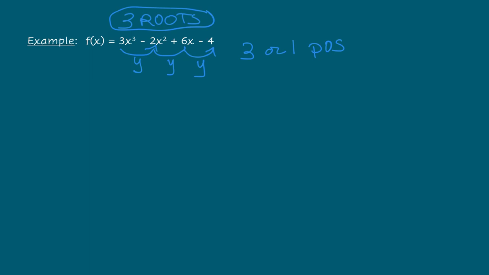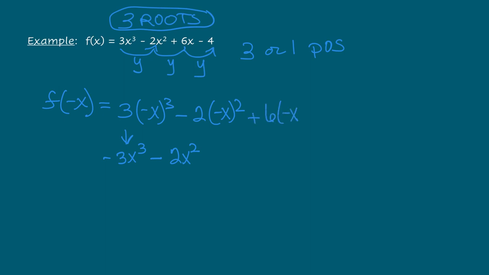For the negatives, let's do f of negative x. So I have 3 times negative x cubed. So that's going to become negative 3x cubed minus 2 times negative x squared. So that's going to become a positive, so it's going to be negative 2x squared. And then positive 6 times negative x, that's going to become minus 6x. Oh, look what's happening here, which is minus 4. Doesn't look like I'm going to have any negative roots.